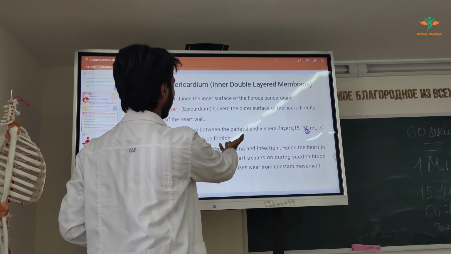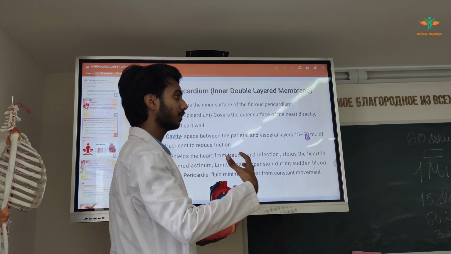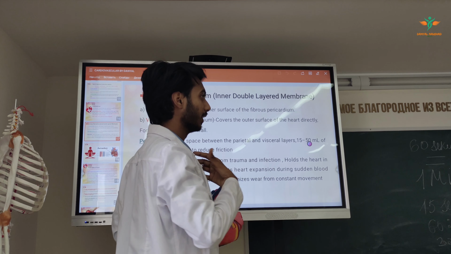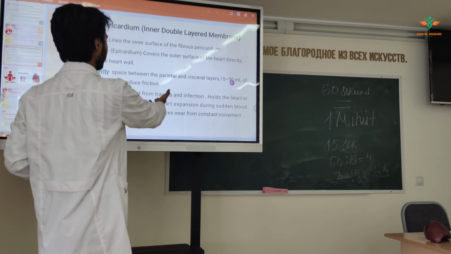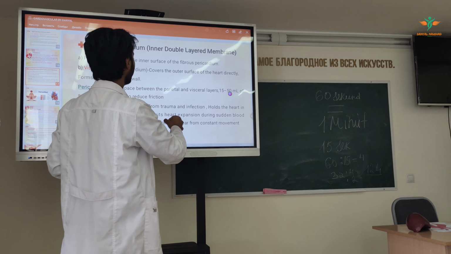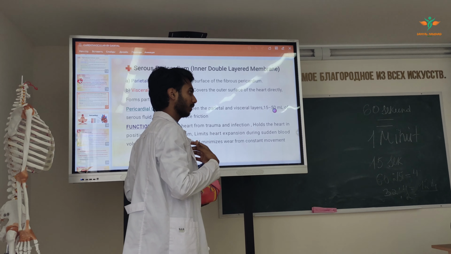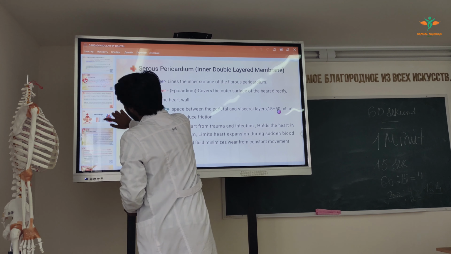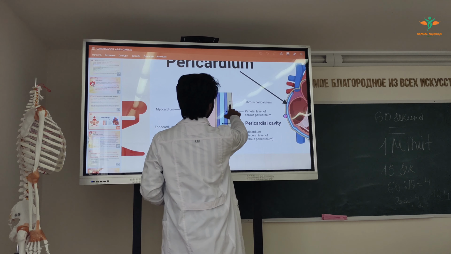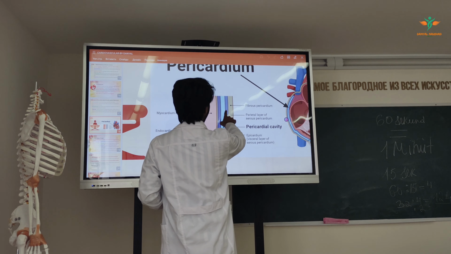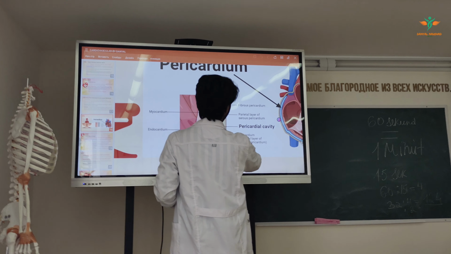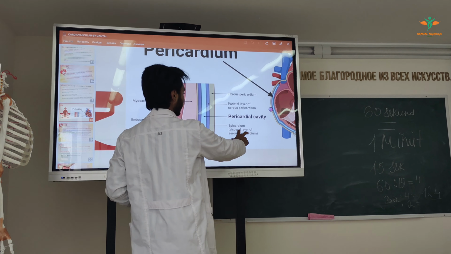Function: it seals the heart from trauma and infection, holds the heart's position in the mediastinum, and limits heart expansion when blood volume increases, and the pericardial fluid minimizes friction from movement. This is the fibrous layer, then the parietal layer of serous pericardium. This is the pericardial cavity, and the epicardium is the visceral layer of serous pericardium.